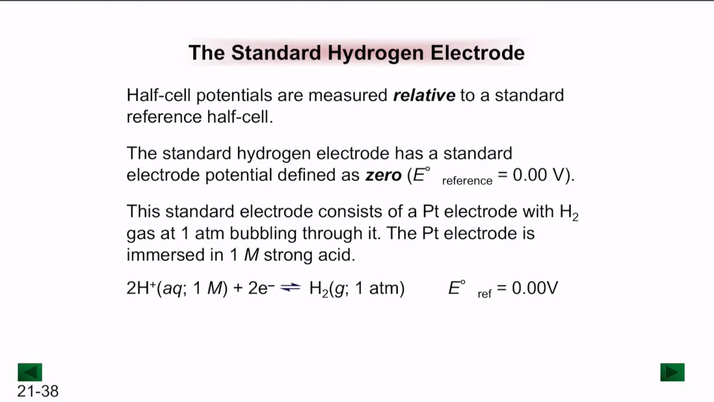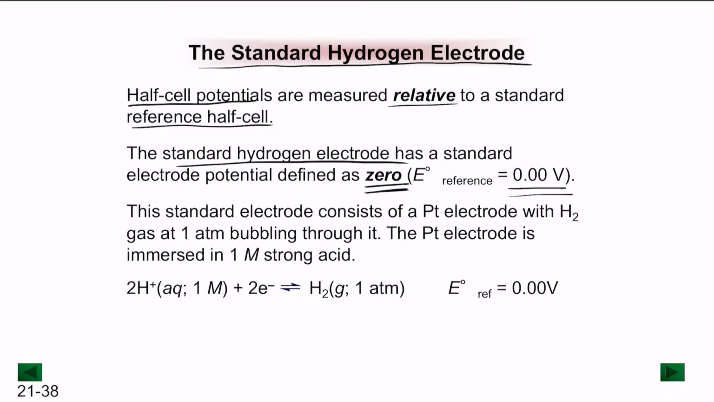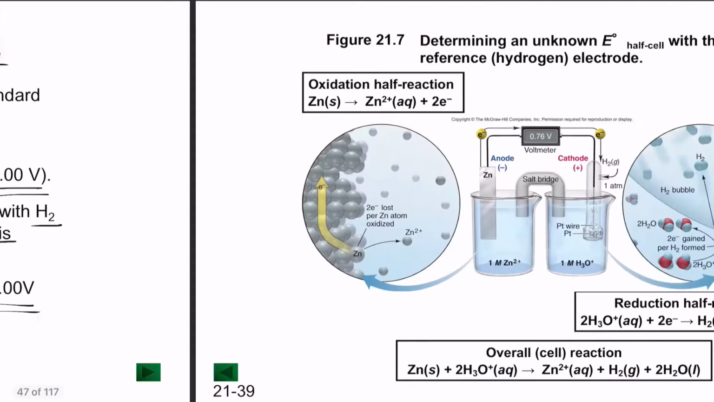So what are these standard values? How do you get them? Let's start with the standard hydrogen electrode. Half cell potentials are generally measured relative to a standard reference half cell. That standard reference half cell is the zero value, which we generally use to represent hydrogen. So the standard hydrogen electrode has a standard electric potential of 0. It's not plus, it's not minus, it's just 0. This standard electrode consists of a platinum electrode with hydrogen gas at 1 atmosphere bubbling through it, and the platinum electrode is immersed in a 1M strong acid. So when you have 2H plus 2 electrons gives you H2, the reference value there is going to be 0.